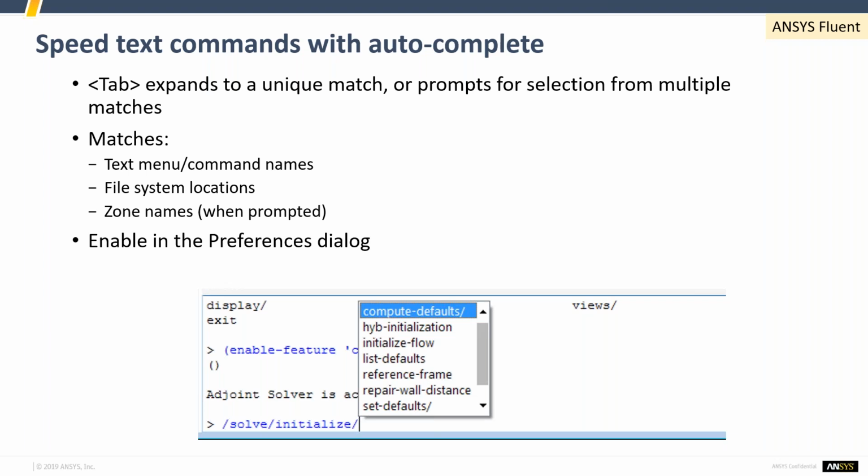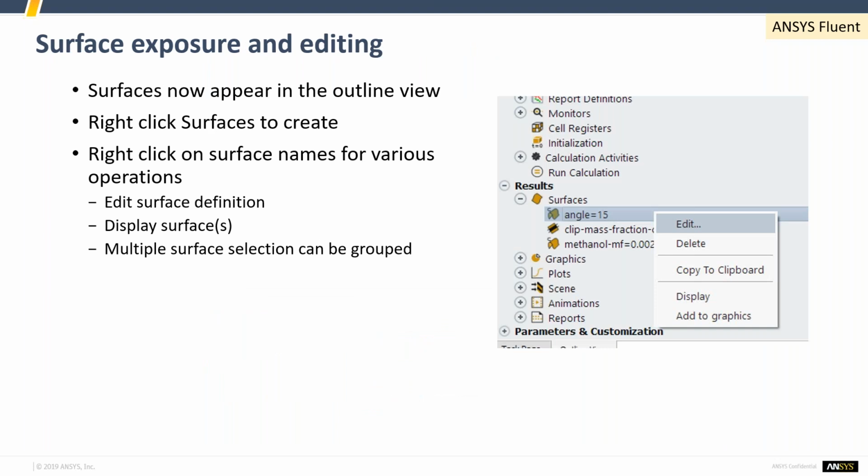The surfaces are now exposed, so if you did an ISO surface that you wanted to plot on or something else, then you can now go and edit this. This was not possible before version 19.2, but now you have the possibility of editing that and changing the ISO value or however you created your surface. So this is really good and also necessary for post-processing.